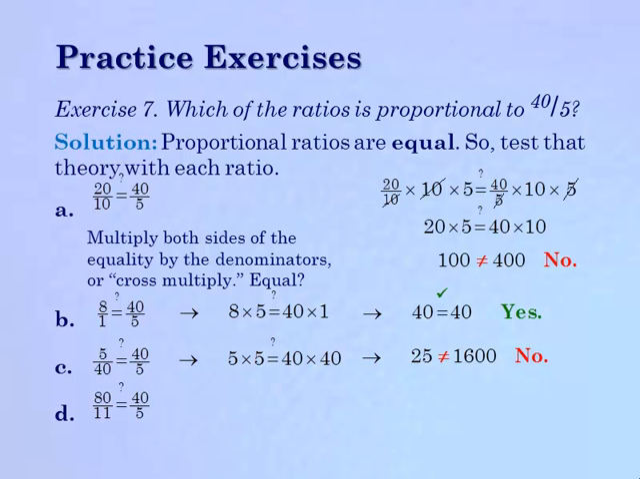And the last one that we can look at, 80 to 11, is that equal to 40 to 5? Well, it might be close, so let's see. 80 times 5 and 40 times 11 is 400 to 440, so no, they're not equal.